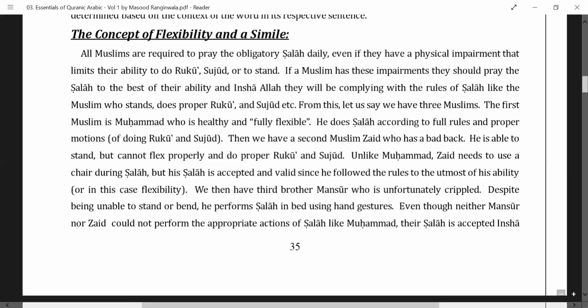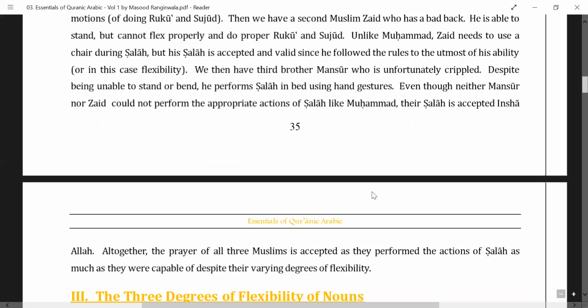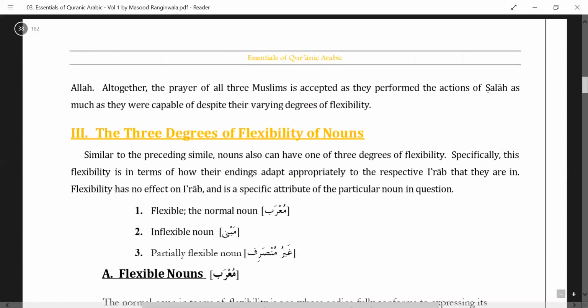The third brother, Mansoor, unfortunately, is crippled. Despite being unable to stand or bend, he performs salah in bed using hand gestures. So both Mansoor and Zaid could not perform the salah completely like Muhammad, but their salah is still accepted, inshallah. So altogether, the three Muslims' prayer is accepted. They performed the salah as much as they were capable. Same way, an ism will have an i'rab, however flexible they are.